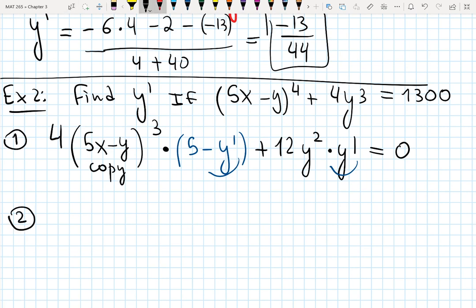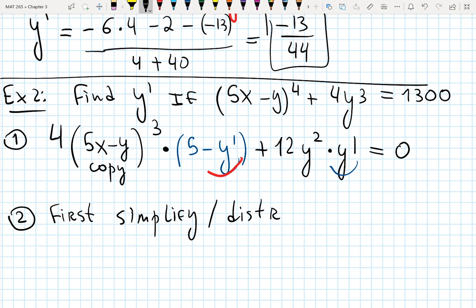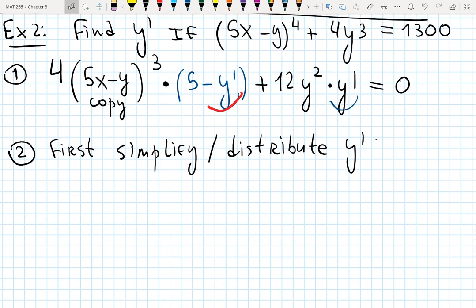Find all the y prime and move them to one side. Not very obvious here, because y prime here is kind of factored. So I want to distribute it first. First, simplify. Simplify, or basically distribute. Distribute y prime. Because how can I move y prime to the left-hand side if it's 5 minus y prime times something else? So what I'm going to do, I'm going to slowly and carefully distribute 4 (5x minus y) cubed times 5. That's the first piece.